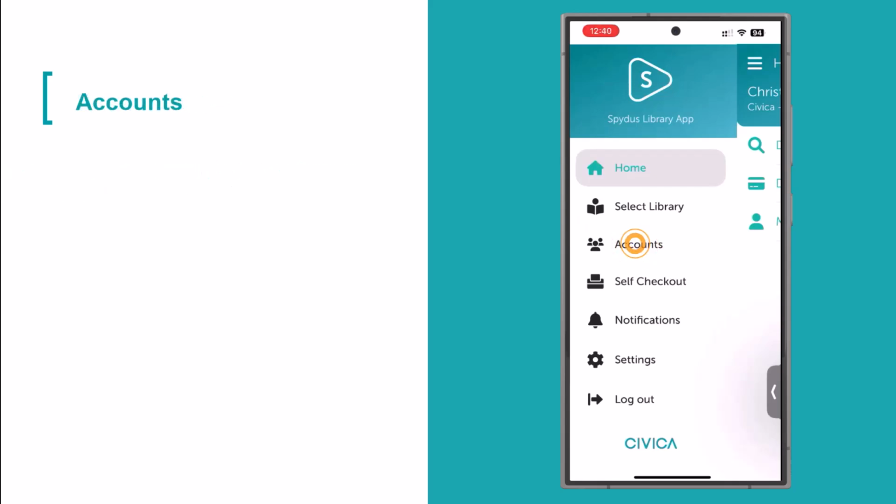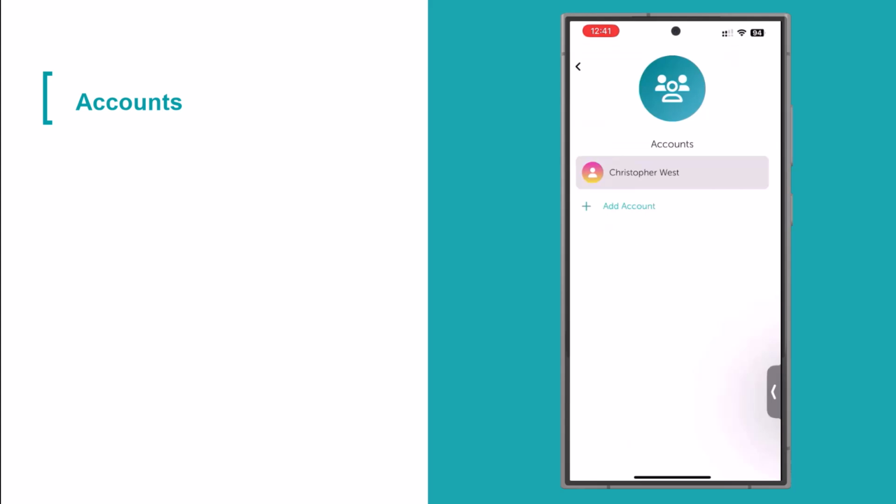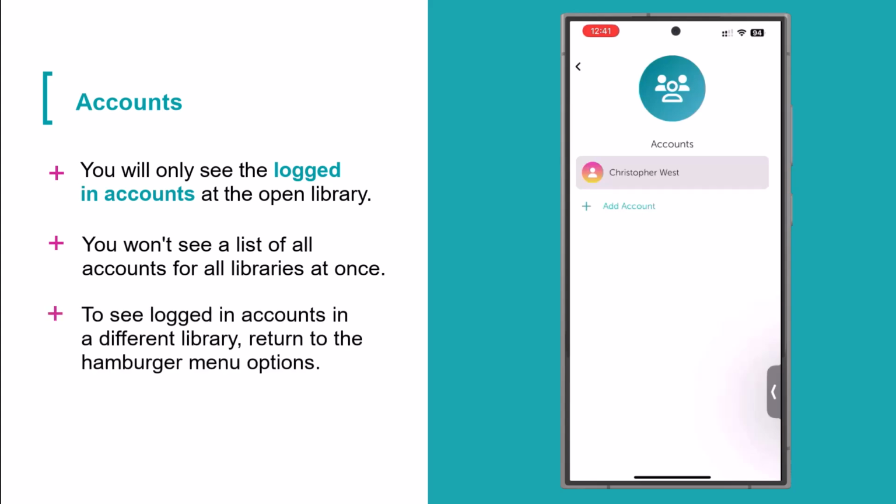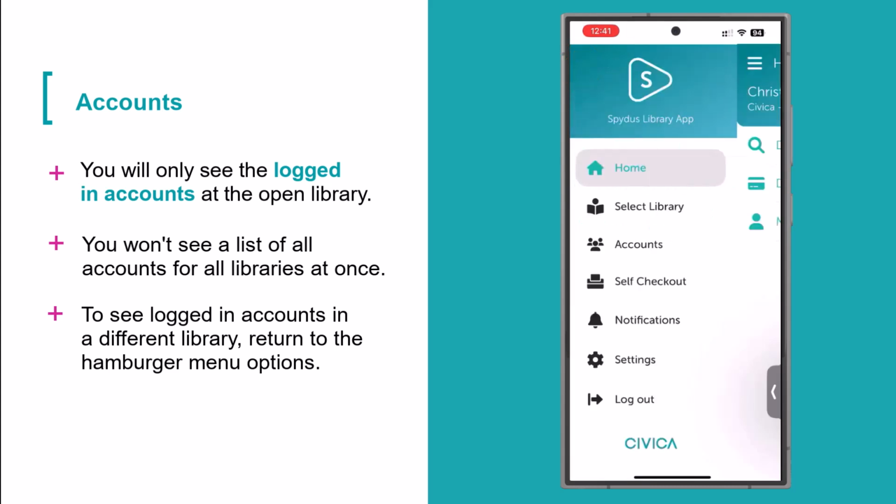Next, select Accounts. When you select Accounts, you will only see the accounts that are logged in at the library that you have open. You can't see all the accounts listed for all of the different libraries at once. To see which account you are logged in under, in a different library, click the back arrow icon at the top left of the screen to return to the hamburger menu options.